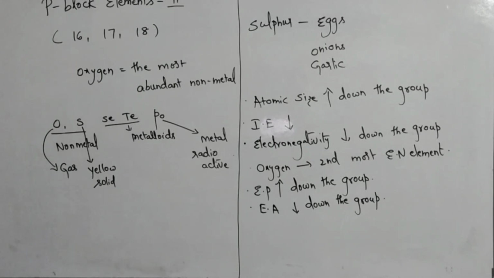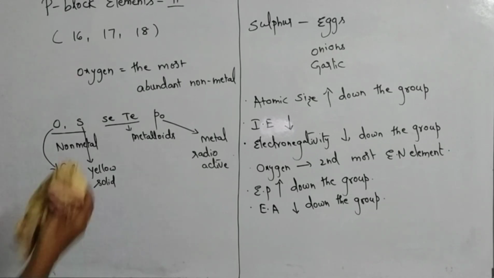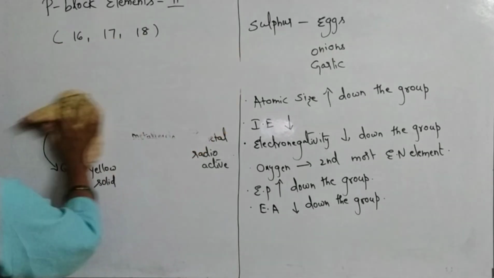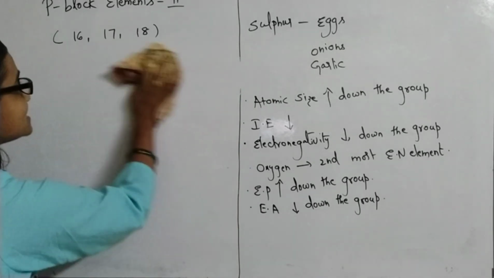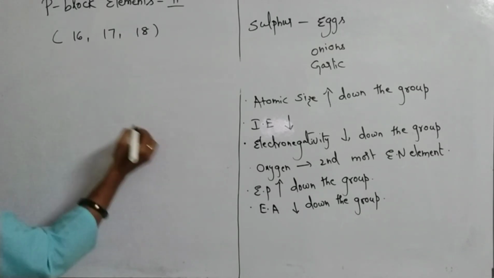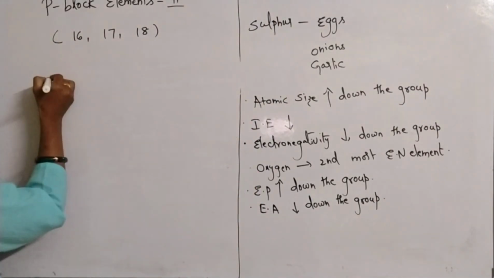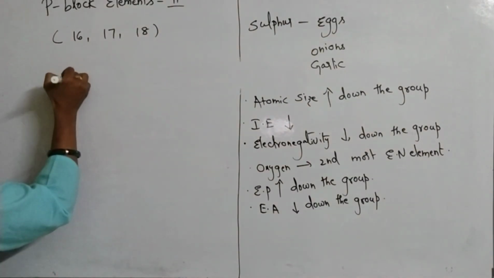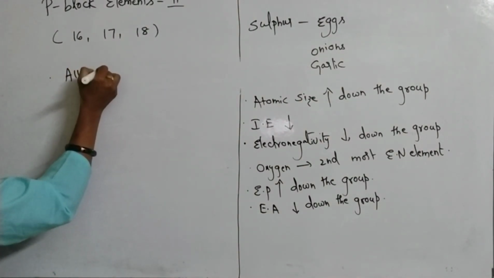Okay, and next, if you go for physical properties, not all of this. If you go for chemical properties, now the chemical properties of certain elements of the 6A group. You all know that oxygen and sulfur are non-metals, as I told you. Other than physical properties, these elements even exhibit the property of what?